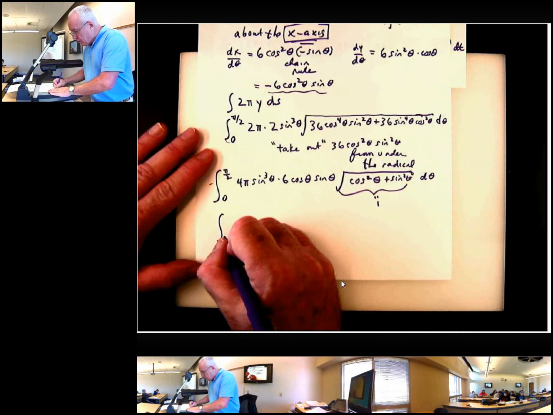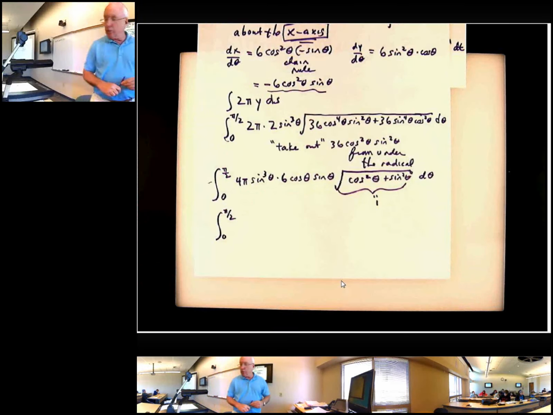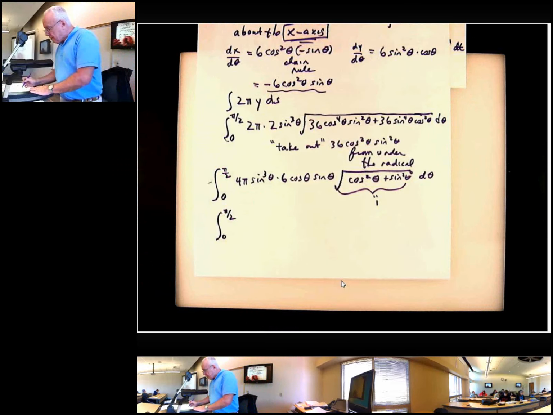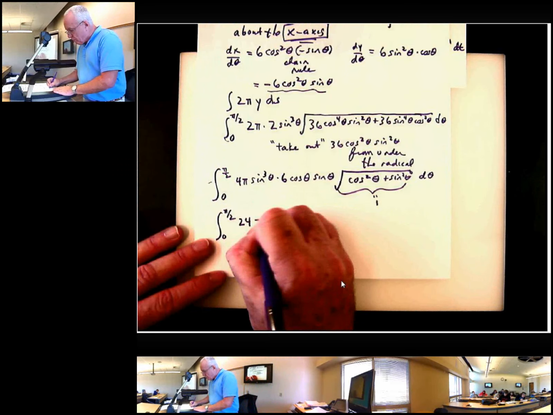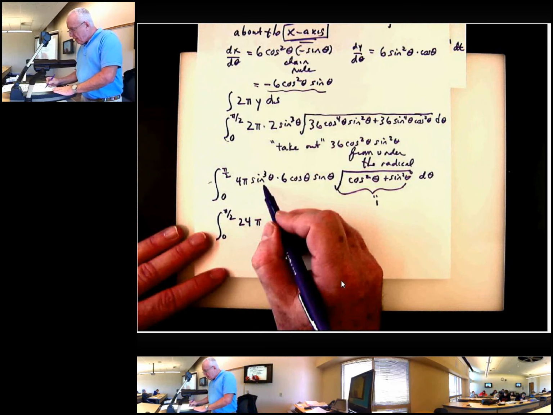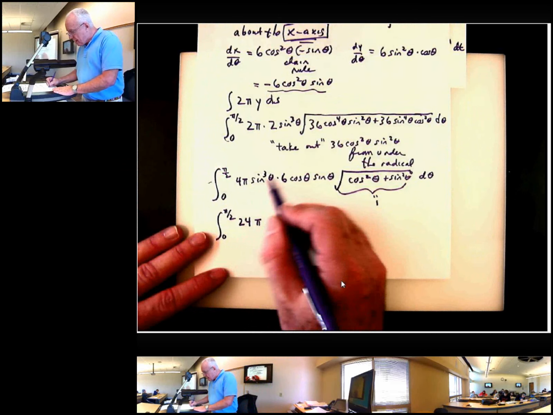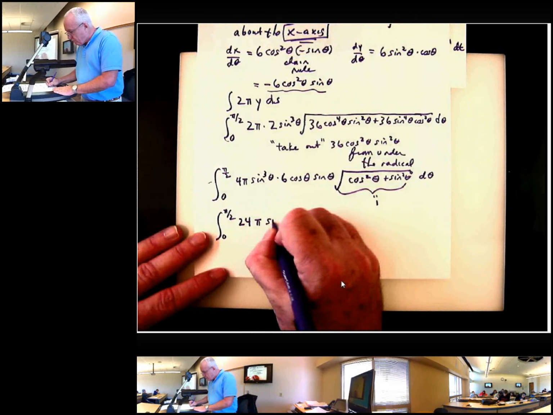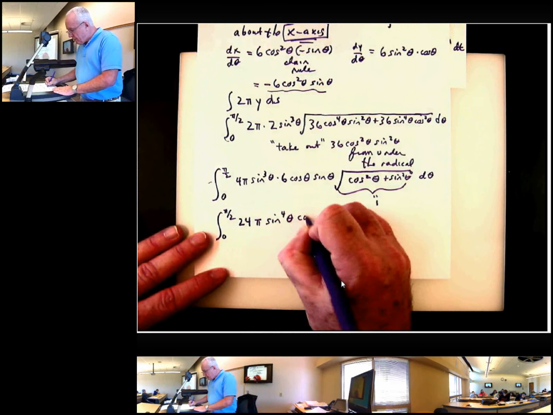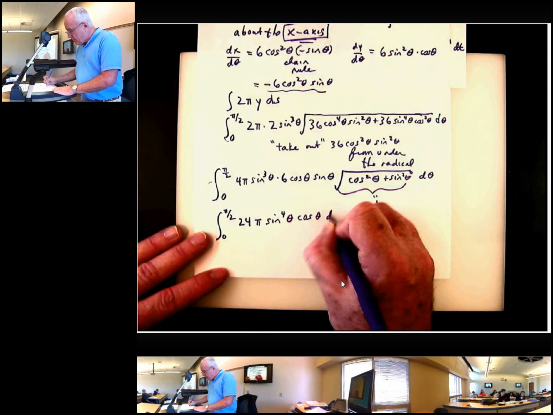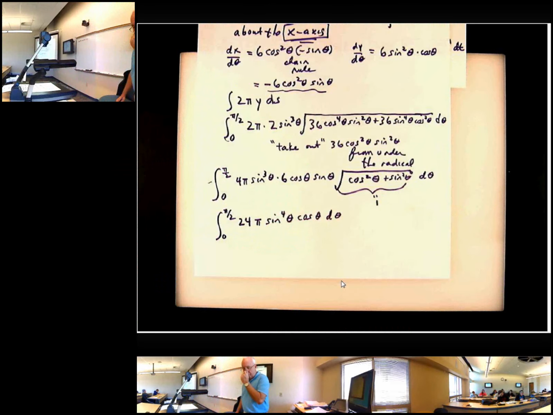Okay, so let's rewrite this thing now. 0 to pi over 2. Let's combine some numbers. 6 times 4 is 24 pi. And then we have a sine cubed and a sine, so that's going to be a sine to the 4th theta. And then we have a cosine theta, and then we have our d theta. All right. Okay.